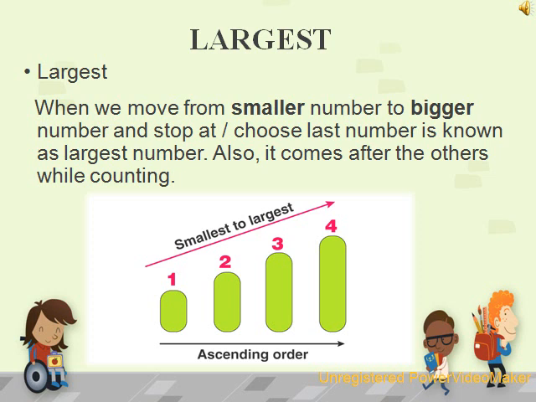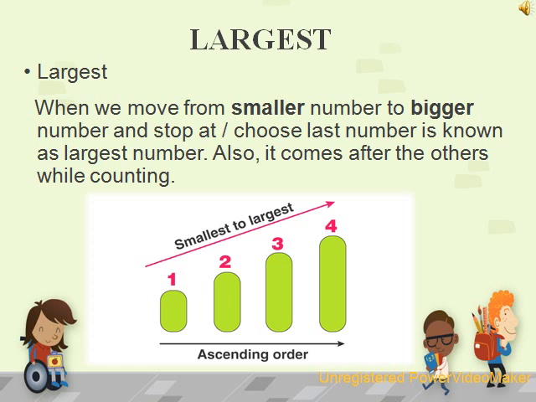For example, here we can see the arrow. Smallest number is 1 because the quantity of 1 is very small as compared to 2, 3 and 4. So the largest number will be 4 because the quantity of 4 is bigger than all the 3 numbers.